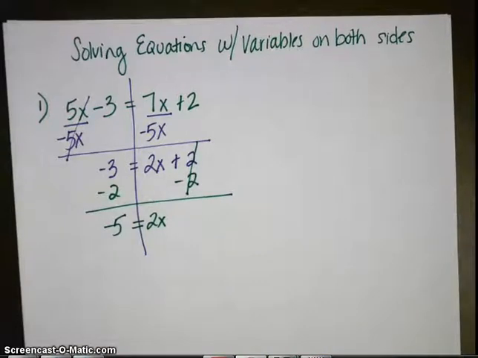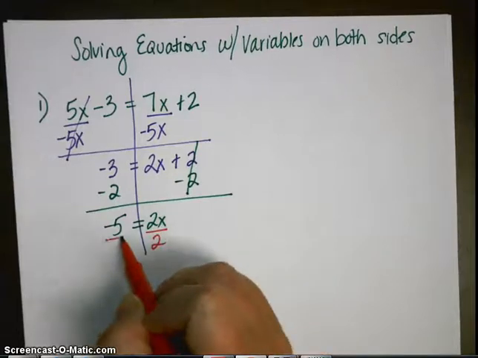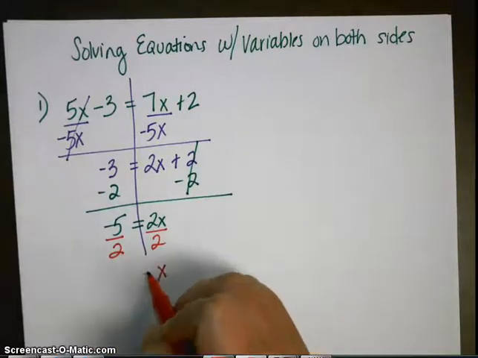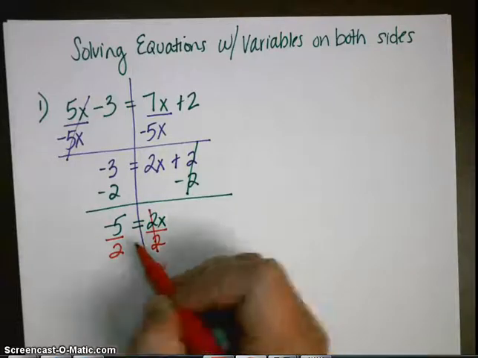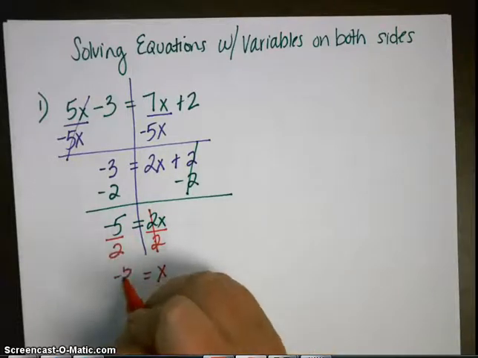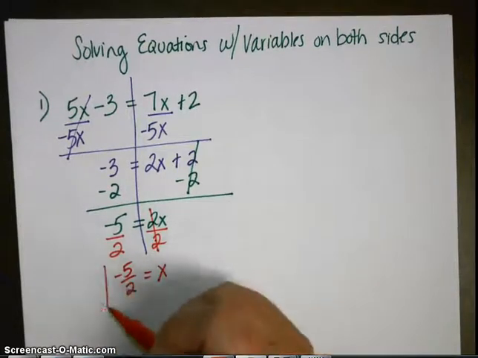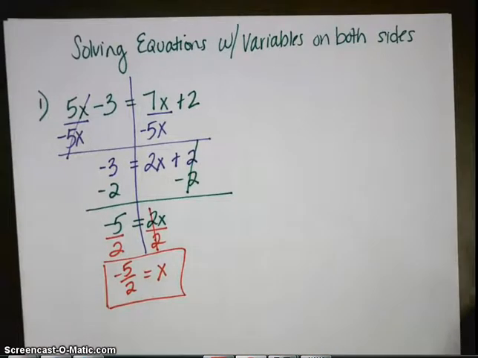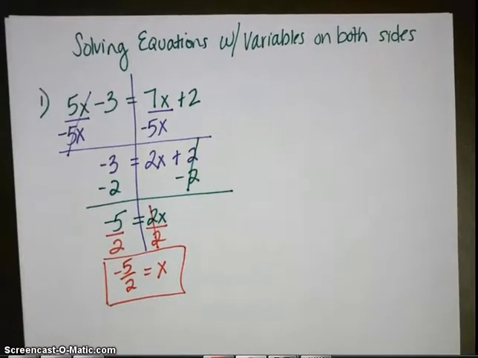Then to get the 2x to be just a single x, the opposite of multiplying by 2 is dividing by 2. So I'm going to divide both sides by 2. So I get x equals, because 2 divided by 2 is 1, 1x is just x. Negative 5 over 2, I can leave as negative 5 over 2. Many times in Algebra 1, we leave things as improper fractions because when we deal with slope, it's a lot easier to deal with. Let's take a look at another example.